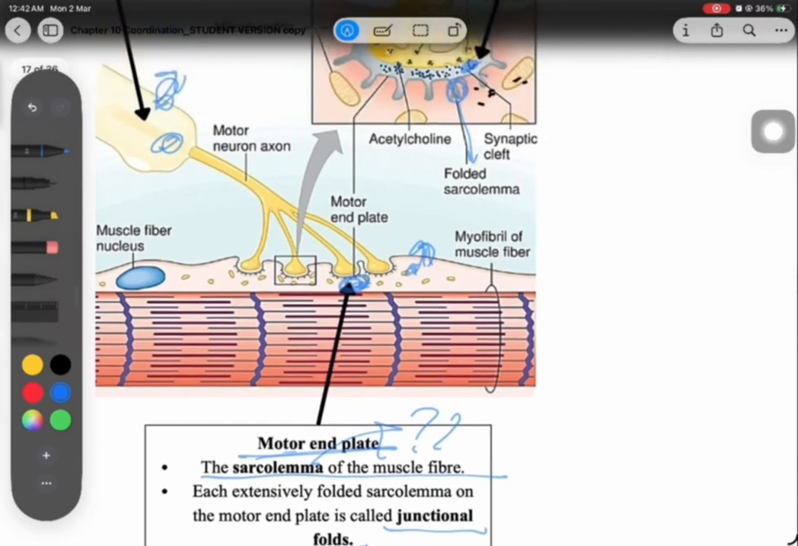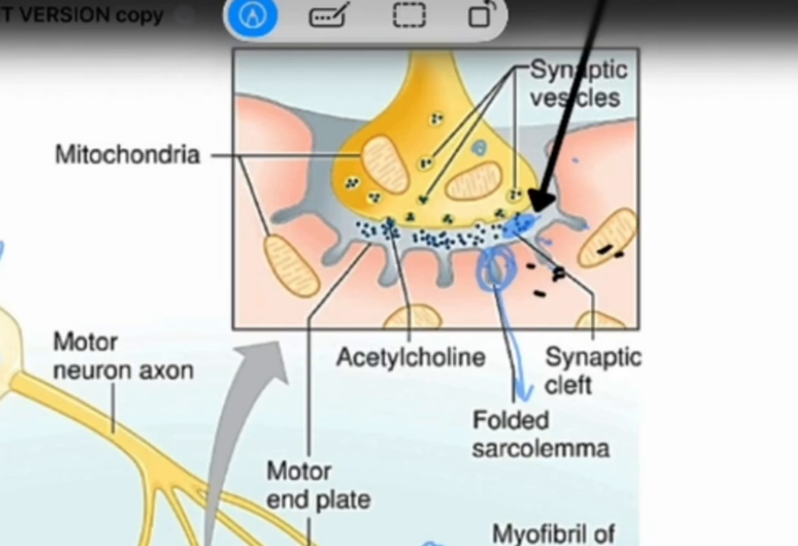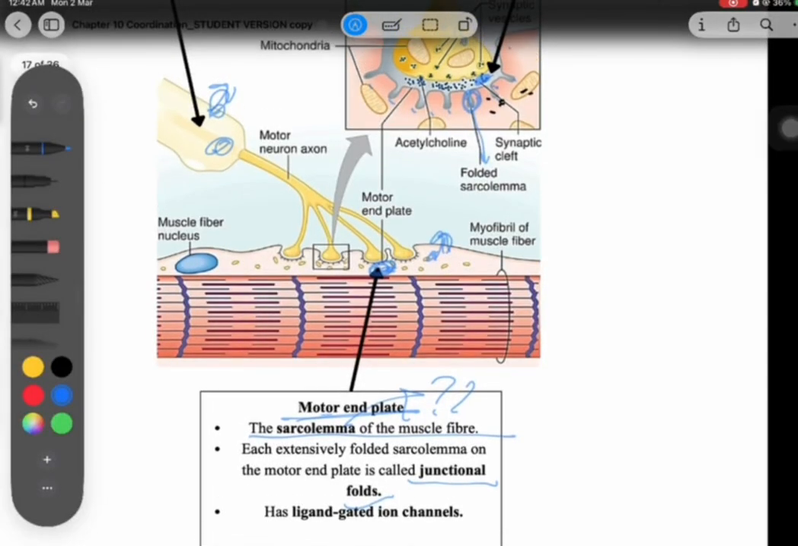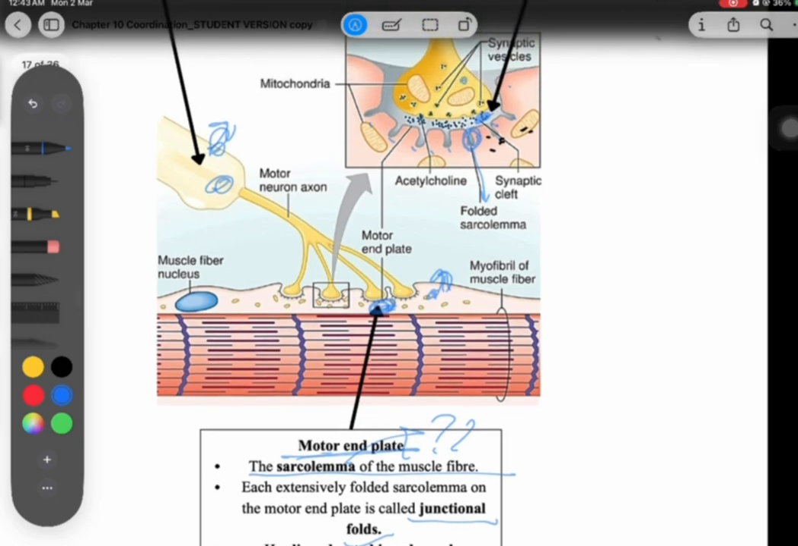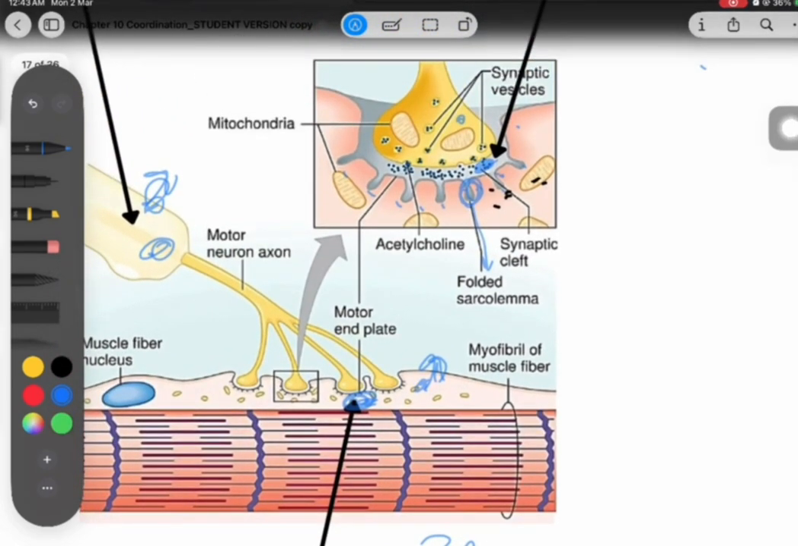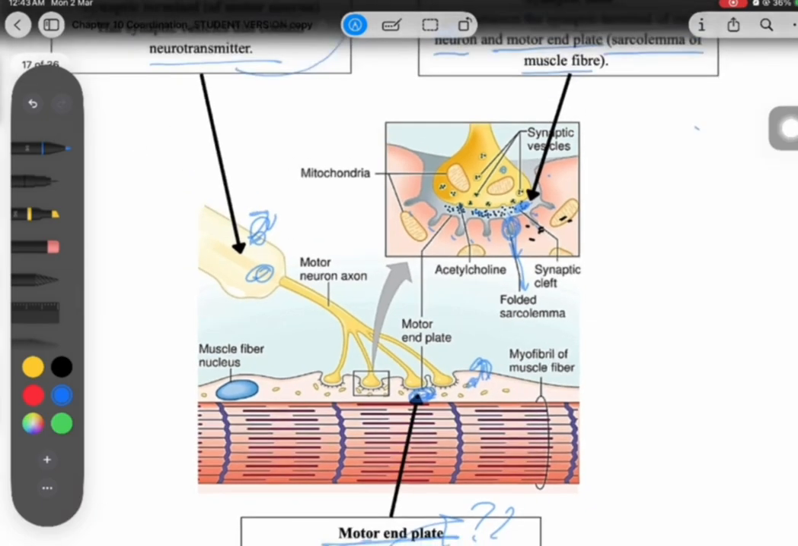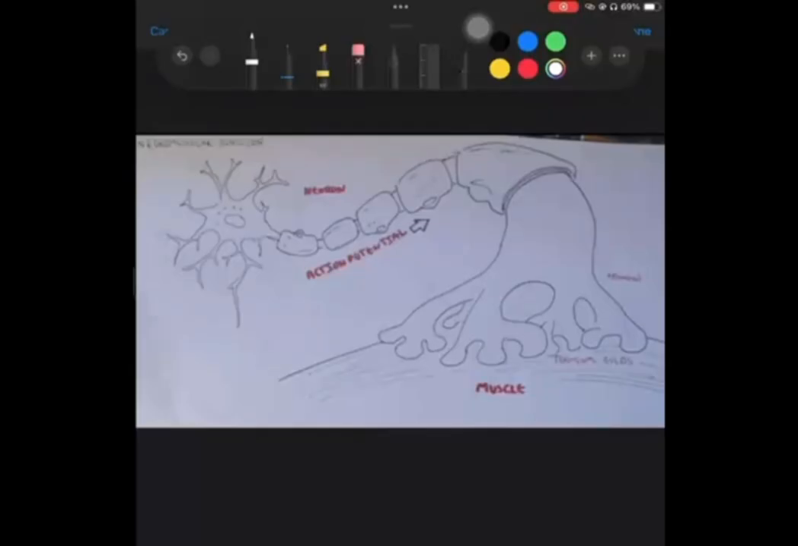When there are many of them, they are called junctional folds, and they have ligand-gated ion channels, so that the neurotransmitter, also known as acetylcholine, can go inside the muscle fibers through the folded sarcolemma. Now we will look into the transmission of impulse in the neuromuscular junction.